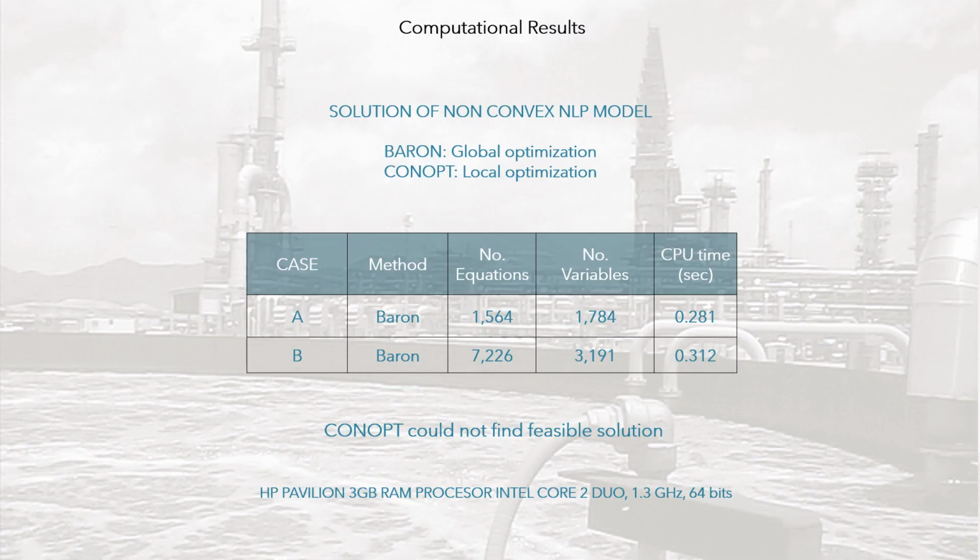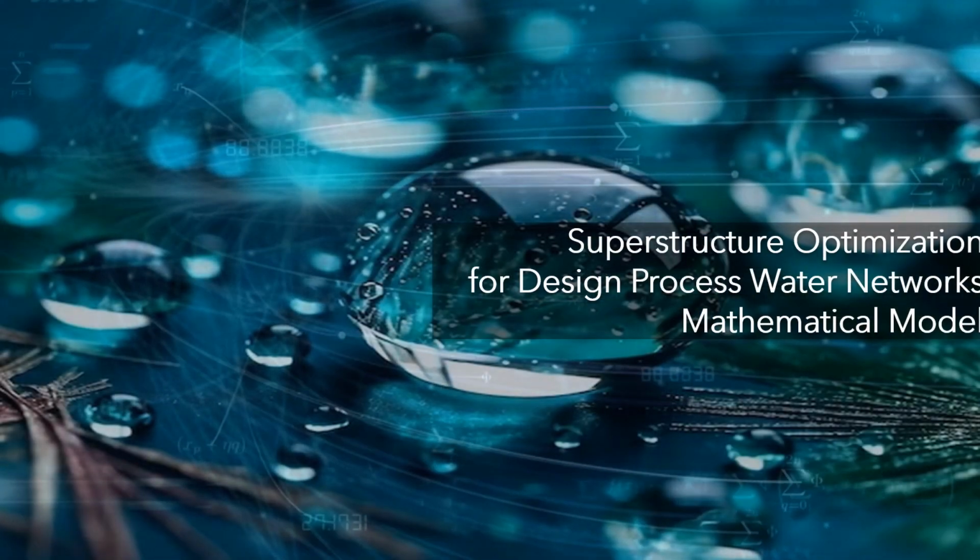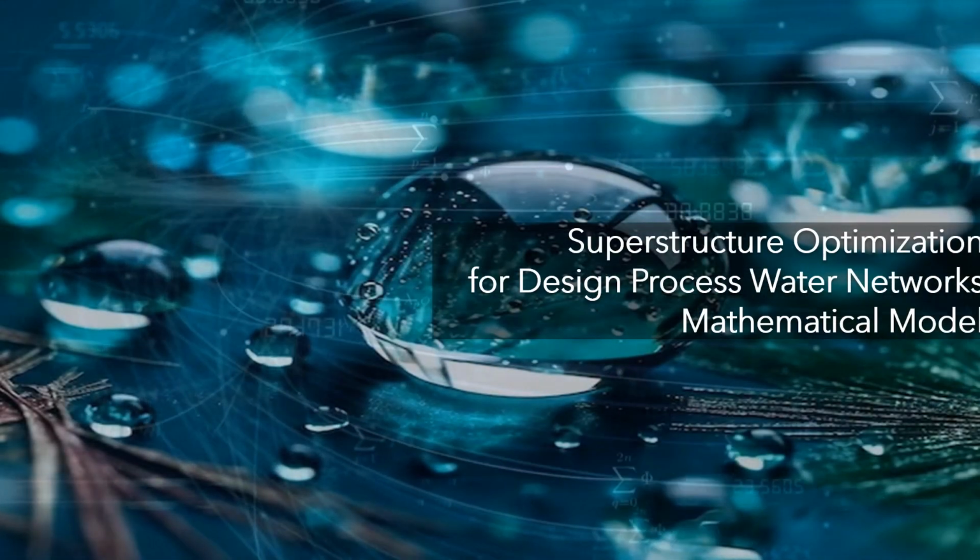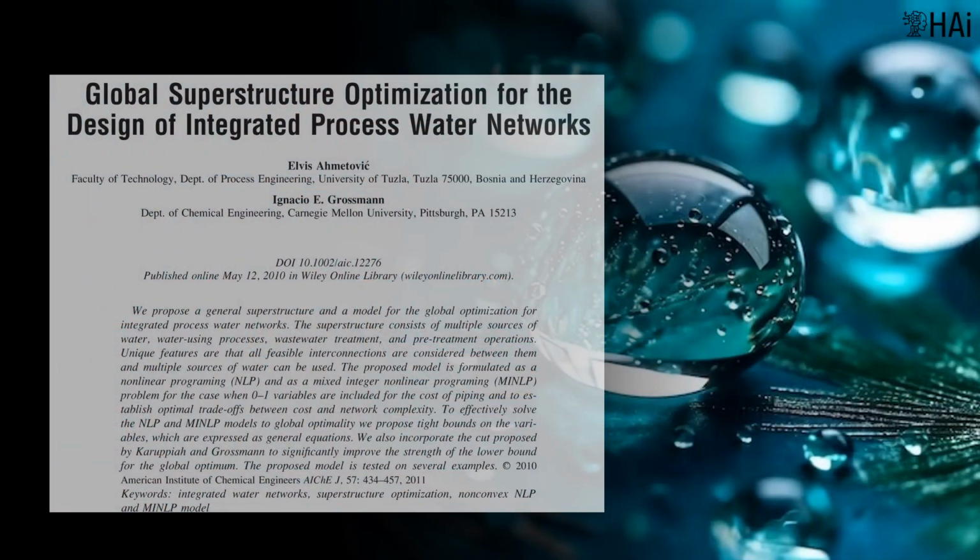The computational results are: the CONOPT solver could not find a feasible solution, and therefore no experiments were conducted with this algorithm. The table presents the computational performance of the global BARON algorithm. This section is based on the document Global Superstructure Optimization for the Design of Integrated Process Water Networks. It contains the detailed mathematical formulation used in AguaRed.